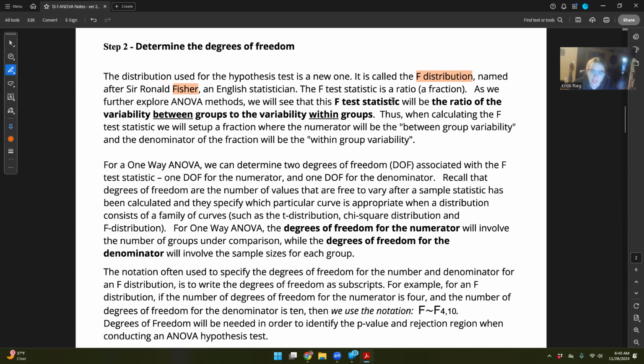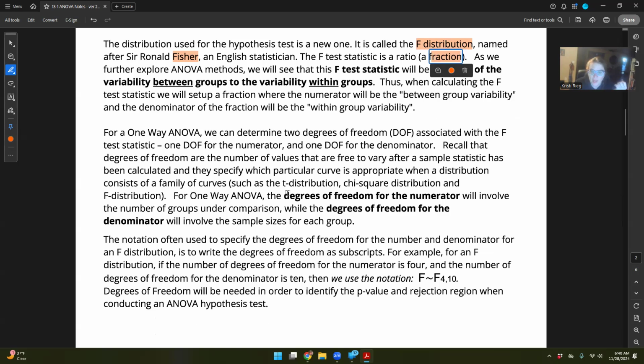So what we're going to be talking about is the F-test statistic, and it is the ratio of variability between the groups compared to the variability within the groups. What that means, we're going to get into detail in the second video. But what we need to know right now is that it's a ratio, or a fraction, which means there's a numerator and a denominator. So that means we have degrees of freedom for the numerator and degrees of freedom for the denominator, and that's what we're going to focus on here.